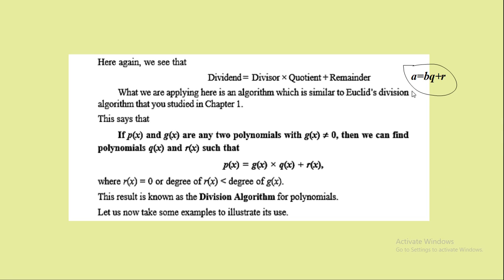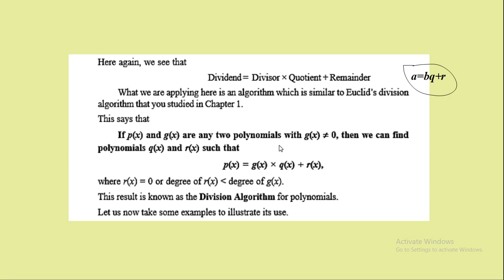When dividing two numbers a and b, a divided by b, there will be a quotient and a remainder. Then there is the relation that a will be equal to bq plus r. That is, q is the quotient when dividing a by b and r is the remainder when dividing a by b. So when dividing two polynomials, we can take the dividend as p of x, the divisor as g of x, the quotient as q of x, and the remainder as r of x.